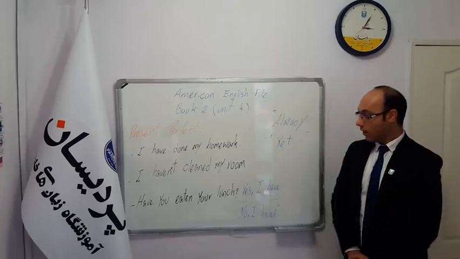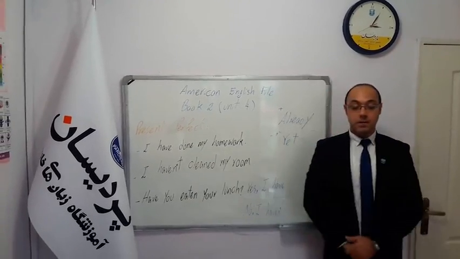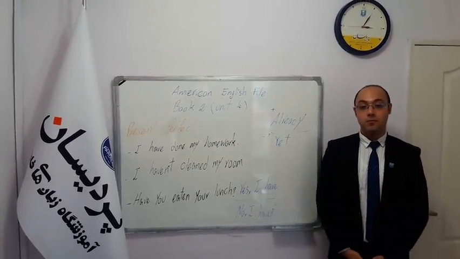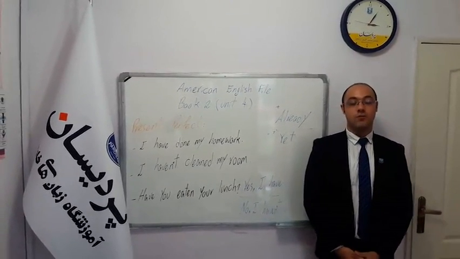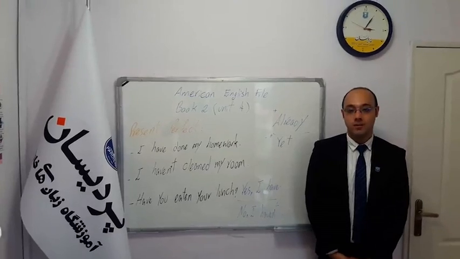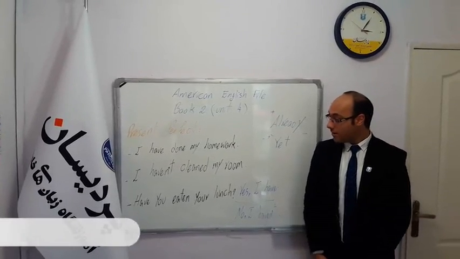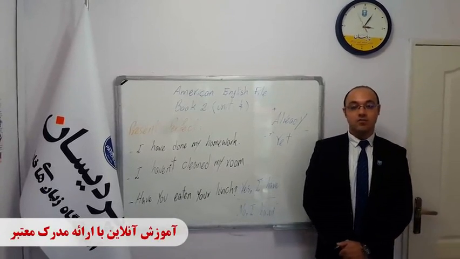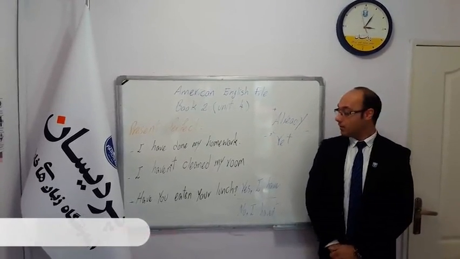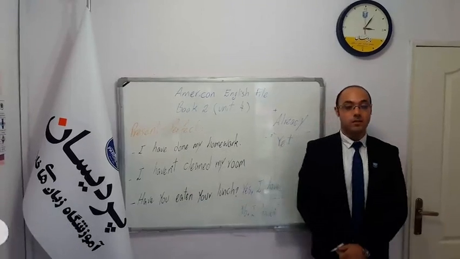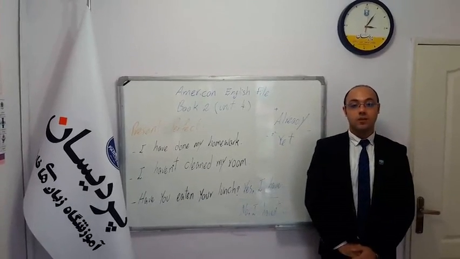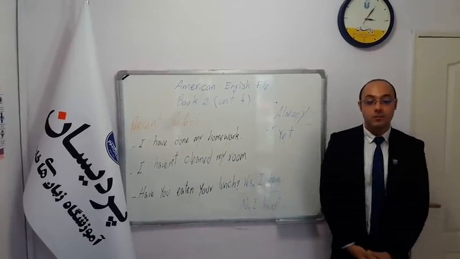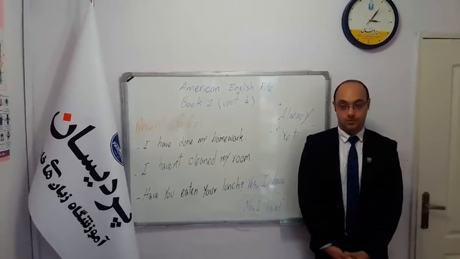Okay? So, don't forget that our verb in present perfect is in past participle form. We have two kinds of verbs in English, regular verbs and irregular verbs. For regular verbs, we add ed at the end of the verb. For example, clean is changed to cleaned. But verb do is irregular verb, so we have to change the complete form of the verb and we say done. Done is past participle form of do.